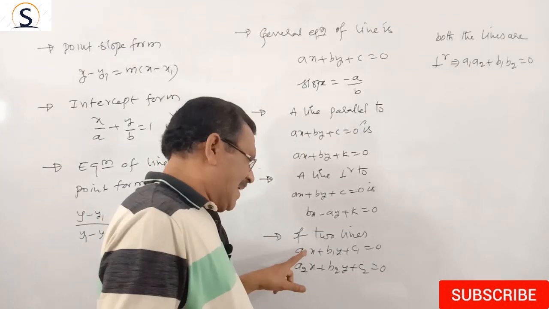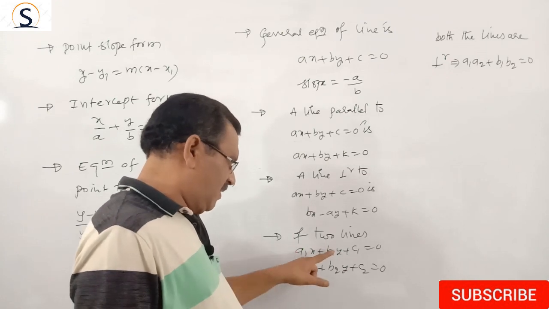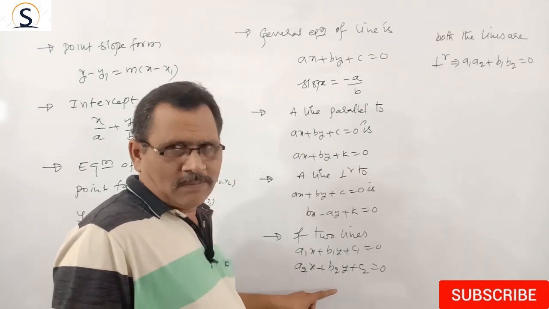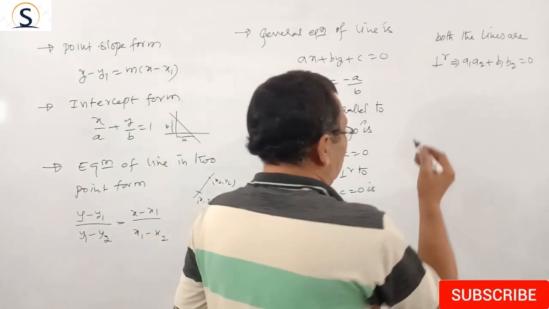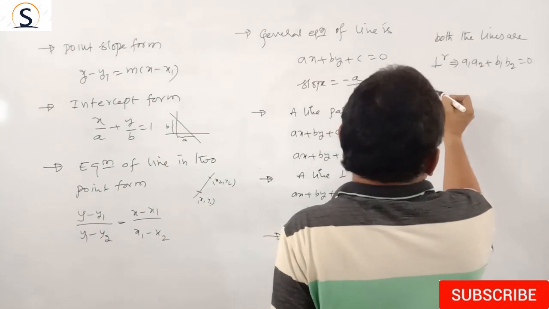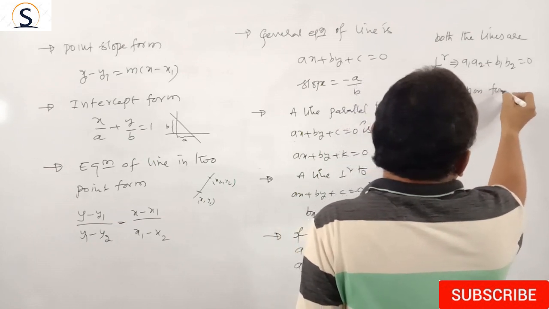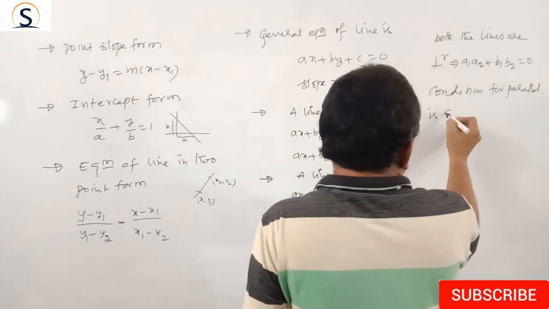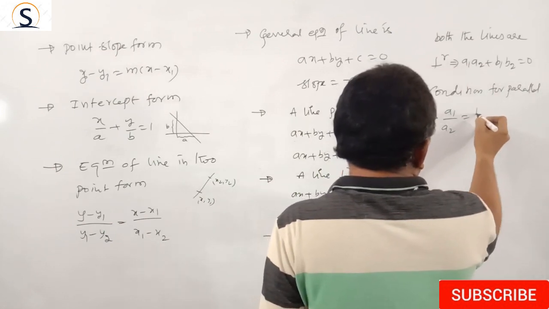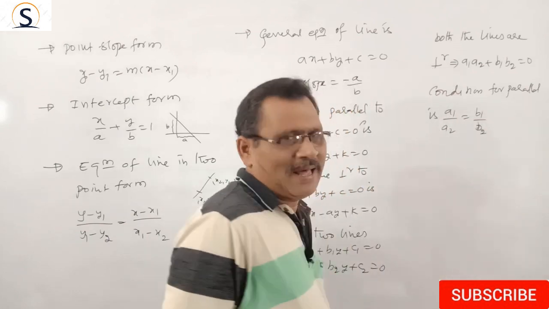Next, two lines are parallel means whose slopes are equal. Minus a1 by b1 is equal to minus a2 by b2. Minus cancel, a1 by a2 is equal to b1 by b2. So, that is the condition for parallelism. Now, condition for parallel is a1 by a2 is equal to b1 by b2. This is the condition for parallelism.